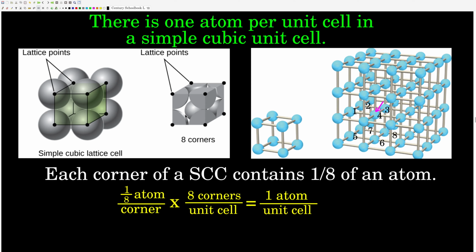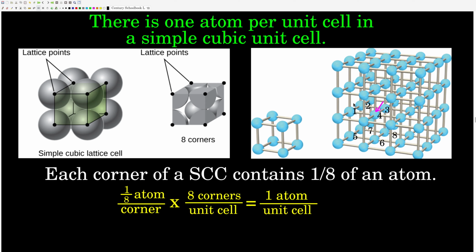Now, in a simple cubic unit cell, there's only 1 atom per unit cell. Now, I know it looks like more because look at all these spheres, but each of these corner atoms is not entirely in just that unit cell. There's 8 corners, and each of these is actually just an eighth of an atom. And maybe it's a little easier if we come over here and look at this. If we look at this atom that the arrow's pointing at, it's actually inside of 8 unit cells.